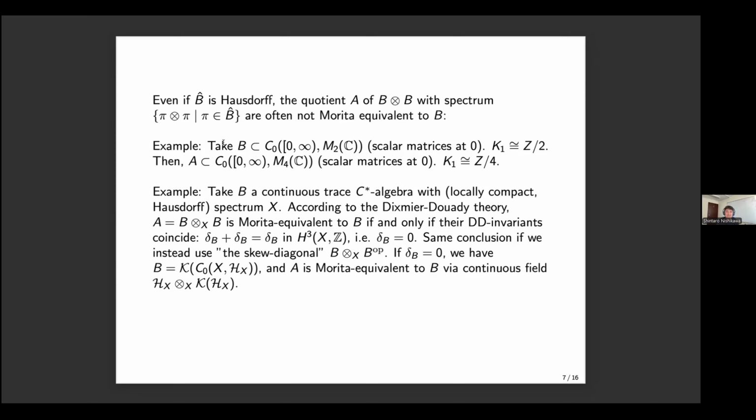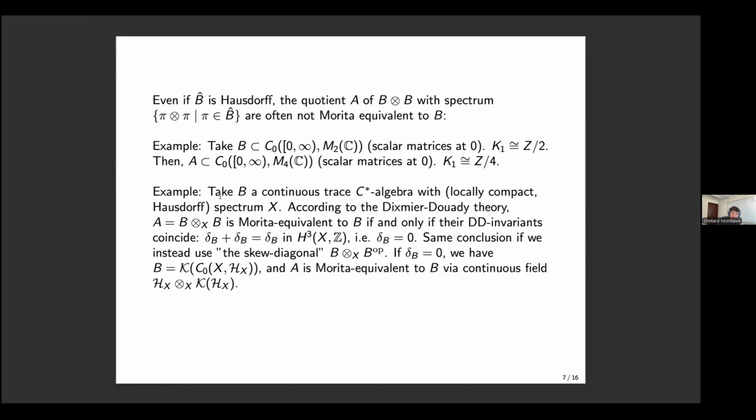The first example is this. I think this is kind of an analog or cousin of the dimension drop C stars. Take a cone of M2, but at the origin, you take scalar matrices. Then you can just compute the short exact sequence: K0 is 0 and K1 is 2. But if you take the diagonal, that corresponds to taking a tensor product and then taking a diagonal. So that corresponds to just the cone of M4, but the origin is a scalar. So K1 is 4. So they have different K-theory, so they are not Morita equivalent.